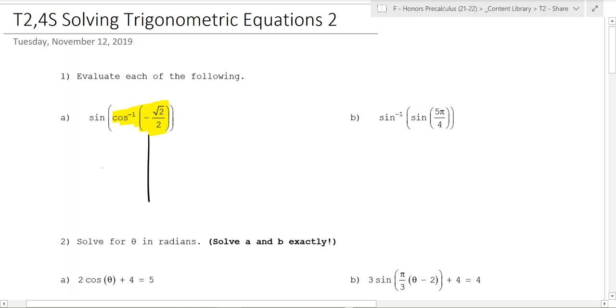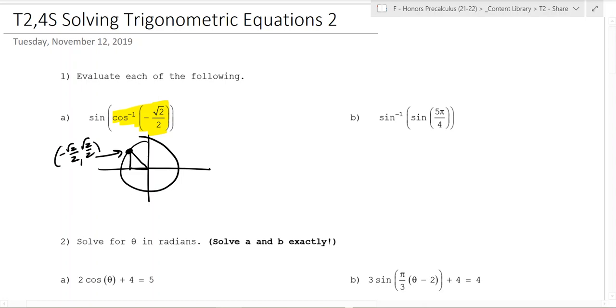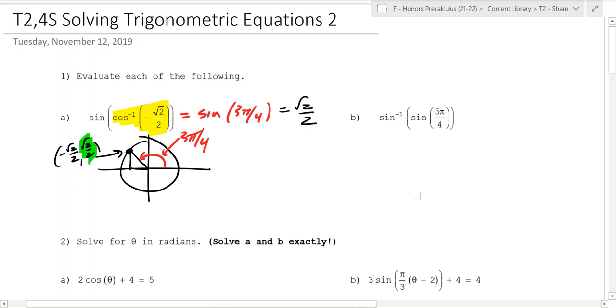So if you remember your trig circle right here, cosine is the x value, and when is the x value equal to negative root 2 over 2? Well, that's this triangle right here, and that's when you have negative root 2 over 2 comma root 2 over 2, and that's when this angle right here is 3 pi over 4. So this is asking what is the sine of 3 pi over 4, and that's just going to be the y coordinate, so that's just going to be root 2 over 2.